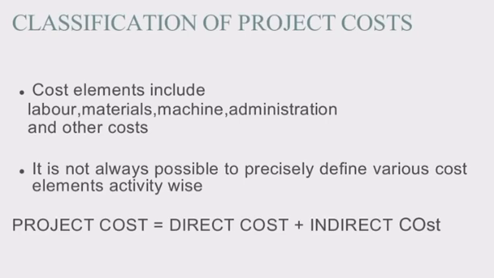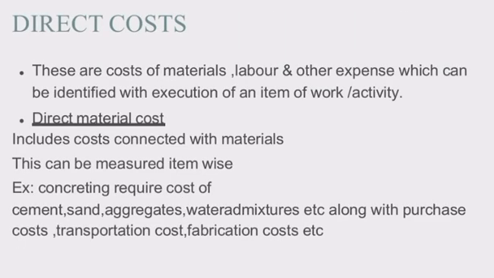It is not always possible to precisely define the various cost elements activity-wise, so that the project cost can be summarized under the heads of direct cost and indirect cost. Moving on to direct cost, these are the expenses that are directly related to the physical construction of the work. They include the material, labor and other expenses which can be identified with the execution of an item of work or activity. The direct cost includes direct material cost, direct labor cost and other direct expenses.